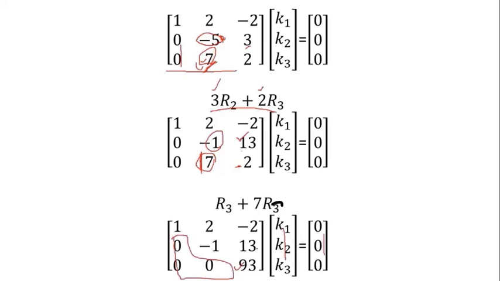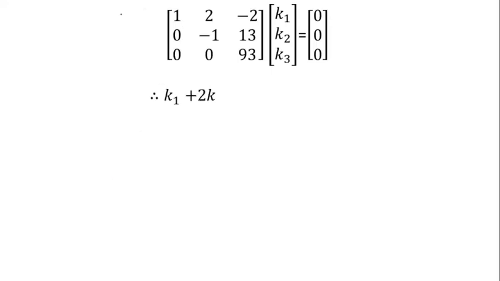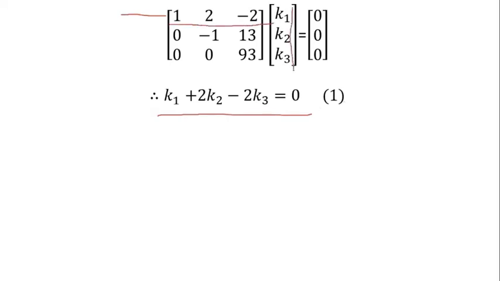So it's very easy for us to find k1, k2, k3 now. So how do we find k1, k2, k3? This system is given. Now we'll write an equation from each row. First row: k1 plus 2k2 minus 2k3 equal to 0. That is equation number 1. We are multiplying this row with this column, so that we get k1 plus 2k2 minus 2k3 is 0.